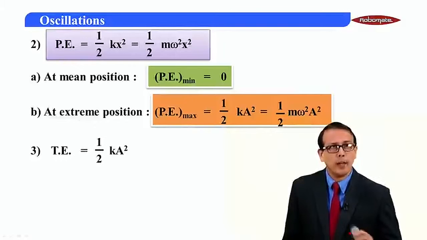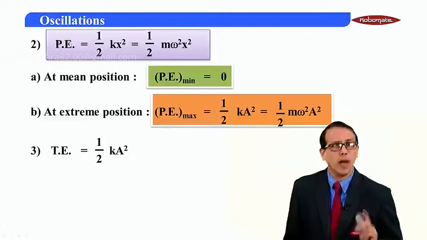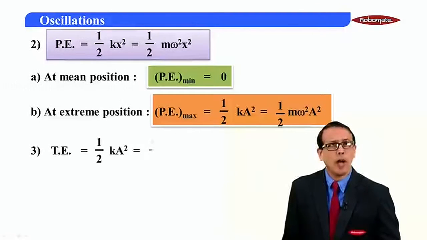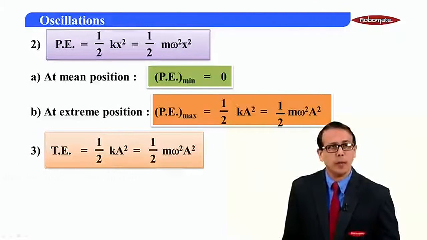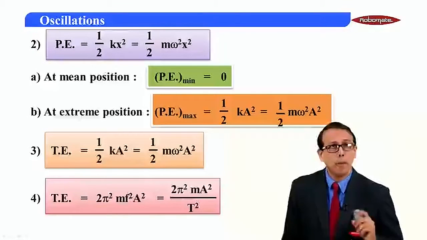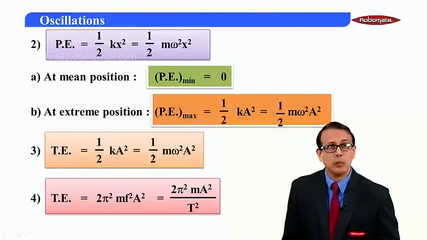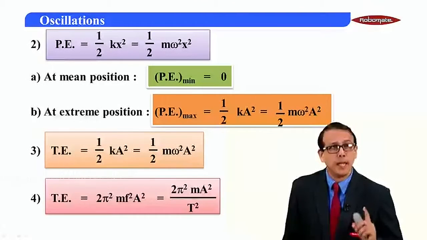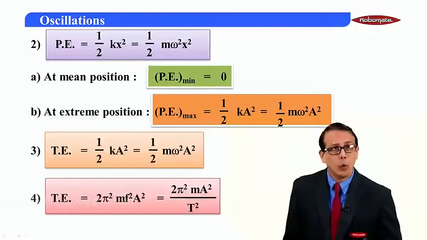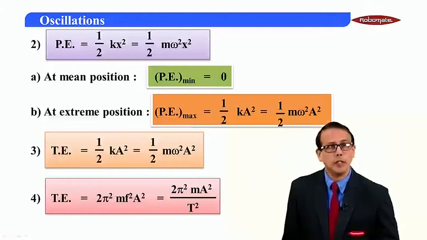Total energy at every point remains the same with the formula half k a square or half m omega square a square. Total energy in terms of frequency f can also be written as total energy is equal to 2 pi square m f square a square, or in terms of time period it becomes 2 pi square m a square upon T square. Remember students, the magnitude of potential energy max and KE max is same as of total energy. We will be using this concept in some of the numericals and MCQs.